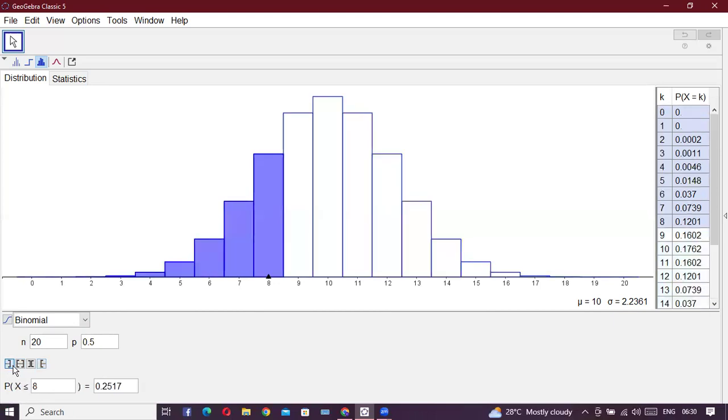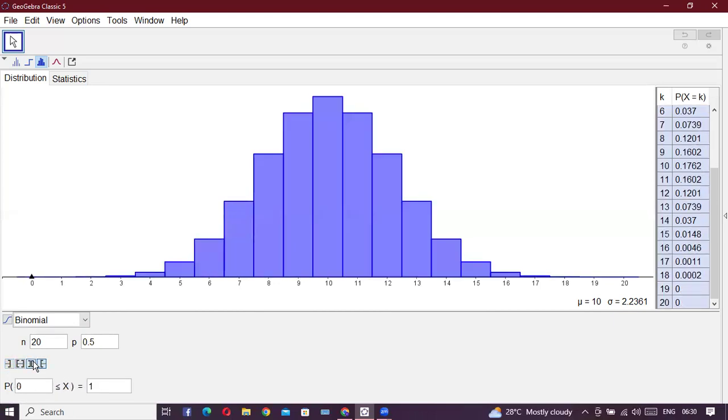So as usual here too, there are four options, just like the normal distribution. The meanings are the same as the ones for the normal distribution. The addition here is the table you see over here. Whenever you have the fixed number of trials, when you input it here, GeoGebra will calculate the probability for each of them.